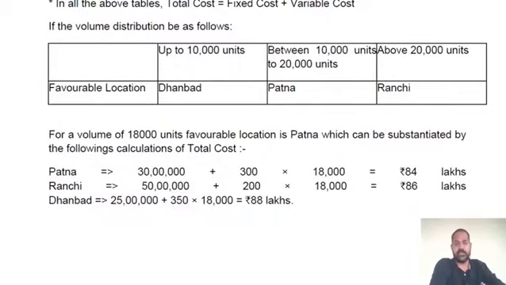So the second question is, for a volume of 18,000 units, the location favorable is Patna, which is sustained by the following calculation of total cost. So they calculate Patna for 18,000, Ranchi for 18,000 and Dhanbad for 18,000. Patna works out to be 84 lakh, Ranchi works out to be 86 lakh and Dhanbad works out to be 88 lakh. So what do I say? Oh, the cheapest is Patna, so the answer is Patna. Correct?